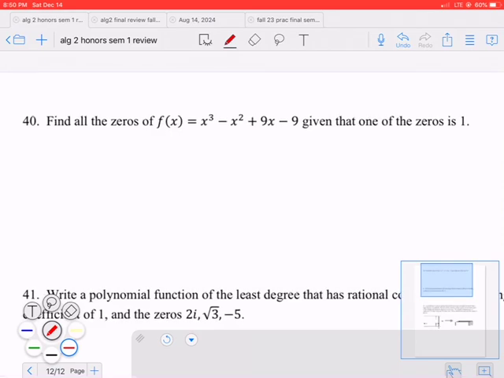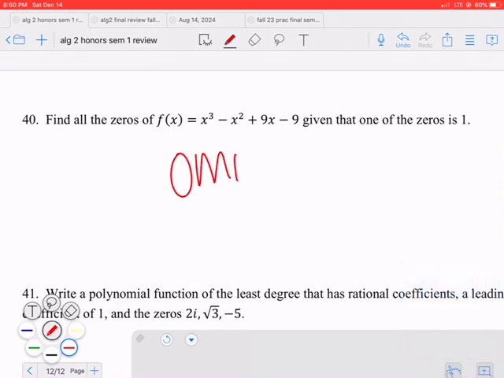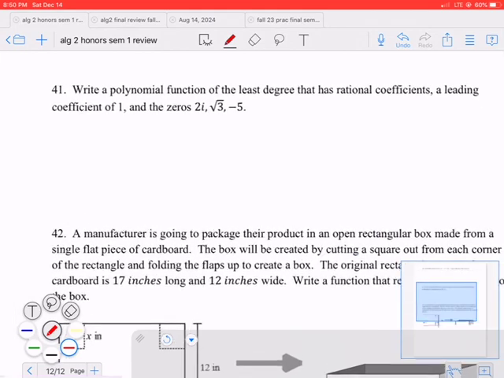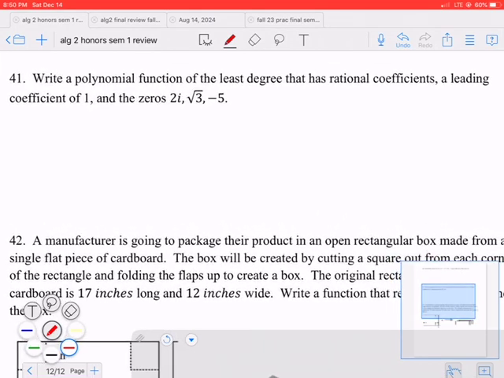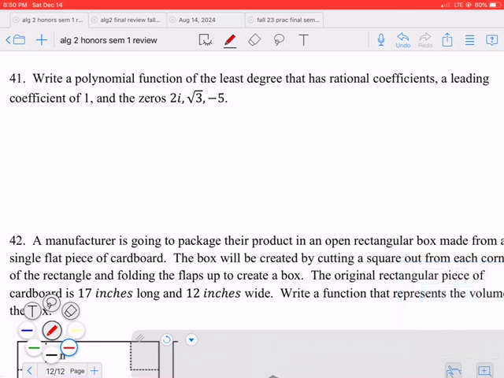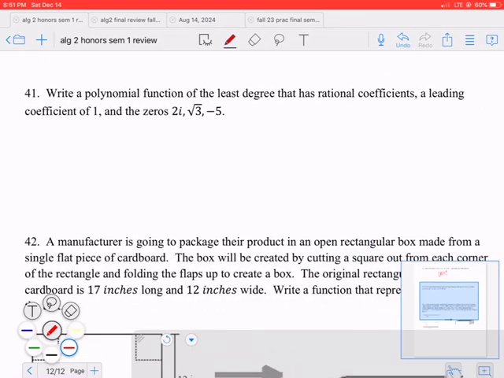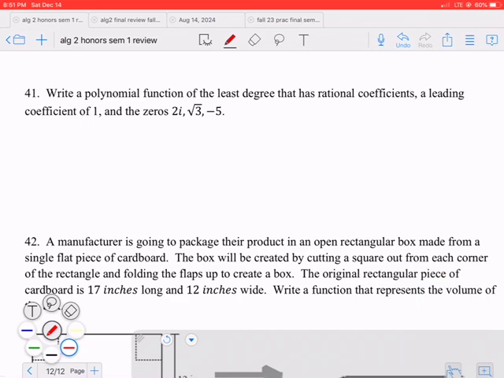Find all of this is another for next semester. Write a polynomial. Okay, I'm going to show you this one because I just am. So here's what we have to know. Write a polynomial, least degree, rational coefficients, so no radicals for the coefficients, a leading coefficient of 1, and here are the zeros.